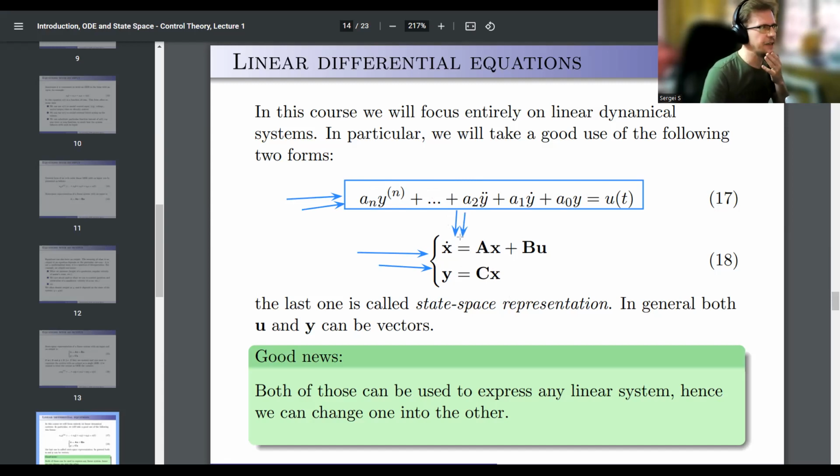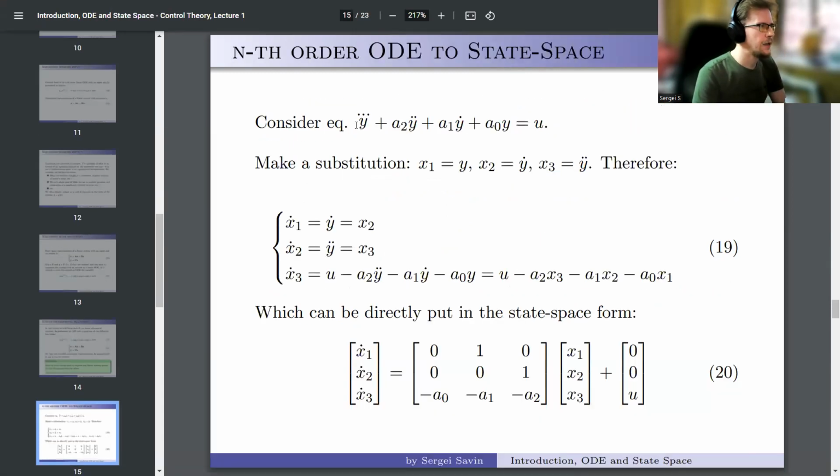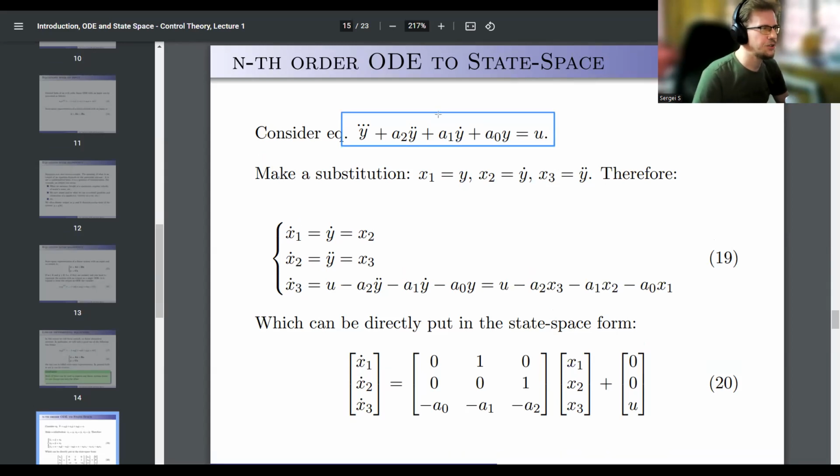So this transformation will be very typical. Let me show you how it's done. So now, please pay attention. The technique that I'm going to show you is going to be everywhere: homework, classwork, assignments, exam, everywhere. So this technique is one of those things you have to know. All right. So consider the equation y triple dot plus a2 y double dot plus a1 y dot plus a0 y equals u. We want to transform this equation into a state space. So what we want is basically x dot equals Ax plus Bu.